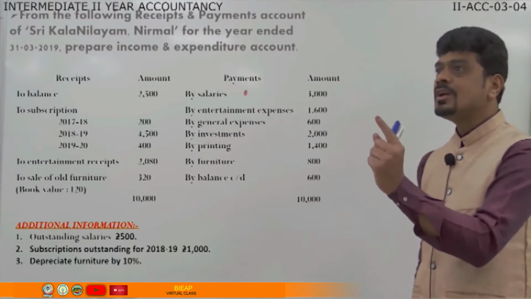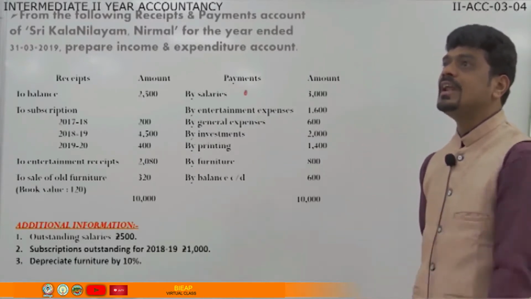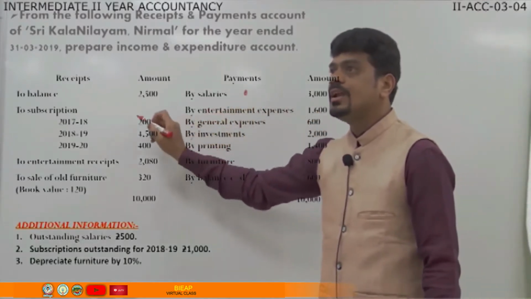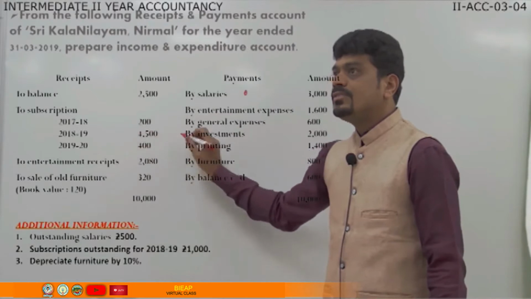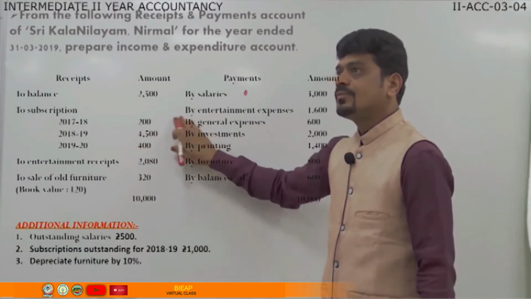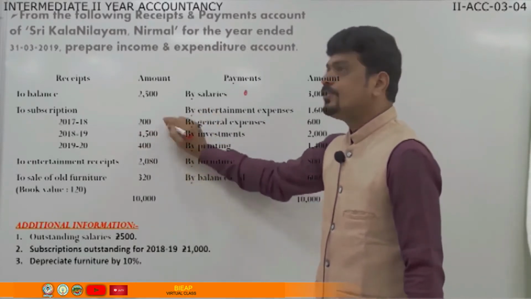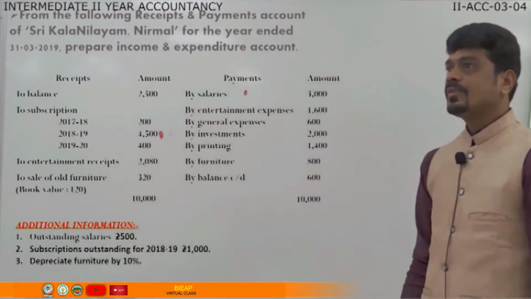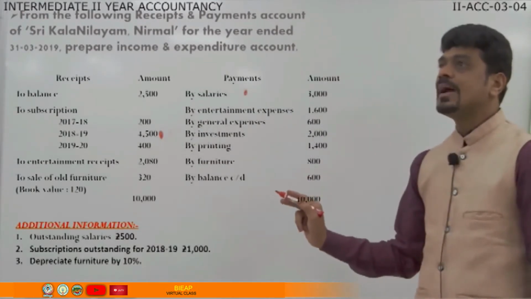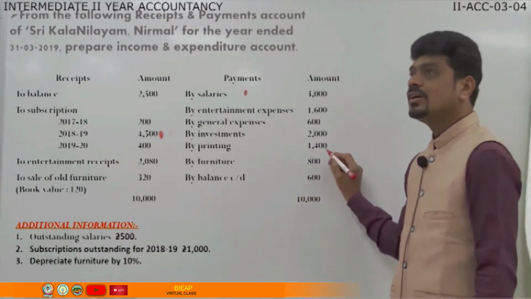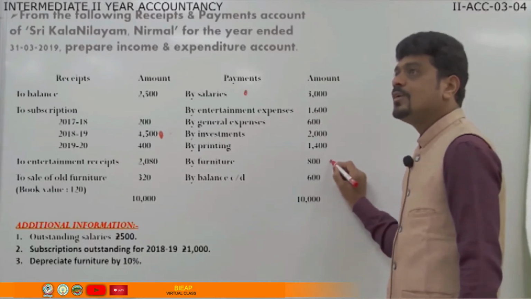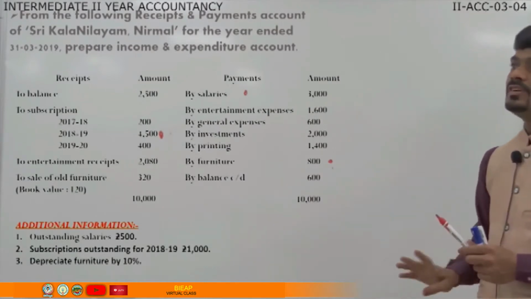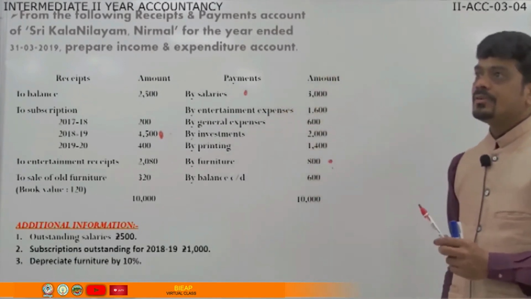Then subscription outstanding for 2018 and 19. Again, we'll go to subscription. Where is subscription? Receipt side. We'll mark adjustment on subscription here. Then depreciate furniture by 10%. Where is furniture? Here we have furniture. Here we'll mark adjustment. Like that, we know there are 3 adjustments. We have marked the adjustment.